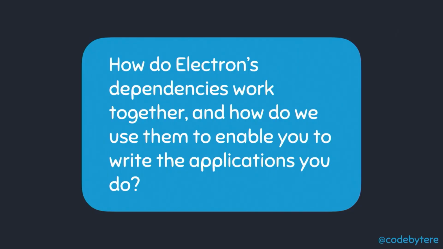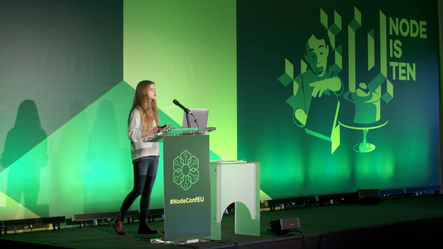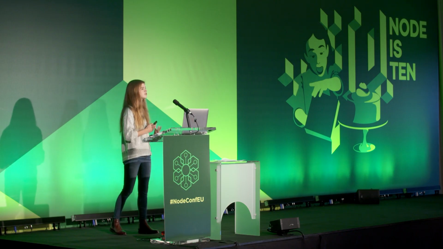Today, we're going to look towards answering a pretty broad but fundamental question. How do Electron's dependencies work together? And how do we use them to enable you to write the applications that you do? To try to get at a digestible answer to this question, we're going to hone in on a specific example of code using Electron's APIs, and then journey through its lifecycle from beginning to end. We'll stop every so often at steps along the way to draw attention to the dependencies at play so you can more clearly understand their roles.